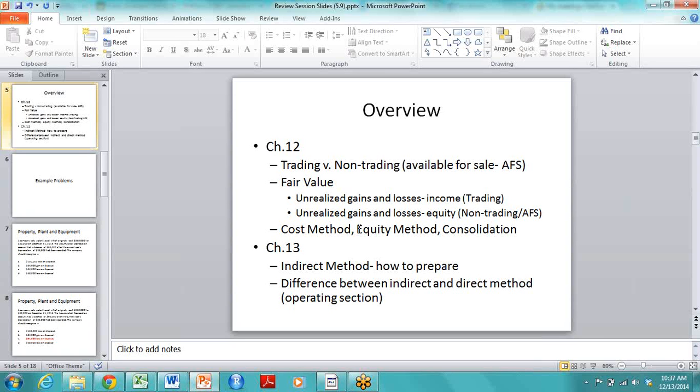Normally, you don't have a trading security that is greater than 20%, because if it was greater than 20%, you would account for it under the equity method. So you normally won't have that. When we talk about trading and non-trading, it's usually going to be for investments that are less than 20%, or originally accounted for under the cost method. And there are some nuances to that, but that's very complicated, and you won't have to know that for this class. So I would just use it as a general rule of thumb right now.